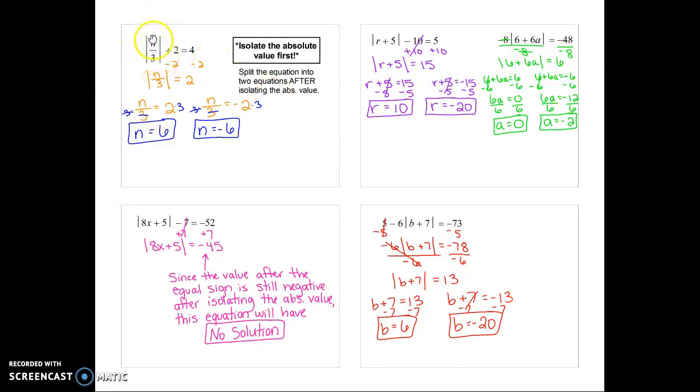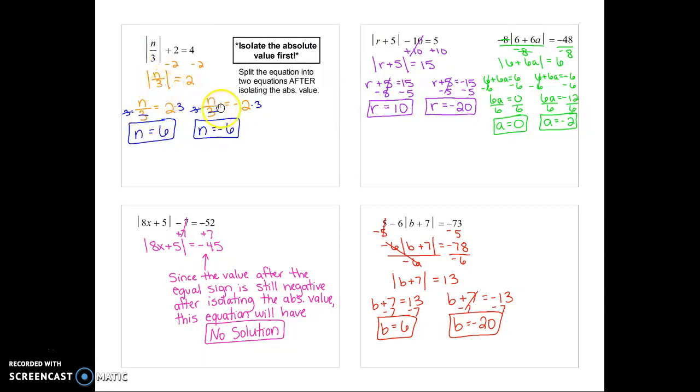So in this first one, the absolute value of n over 3 plus 2 equals 4. This is not by itself. The absolute value is not by itself. You have to get that alone first. So in order to do that, you subtract 2 from the other side. Then I have the absolute value of n divided by 3 equals 2 when I subtract that 2. Now, because this absolute value is by itself, there's nothing else connected to the outside of it.